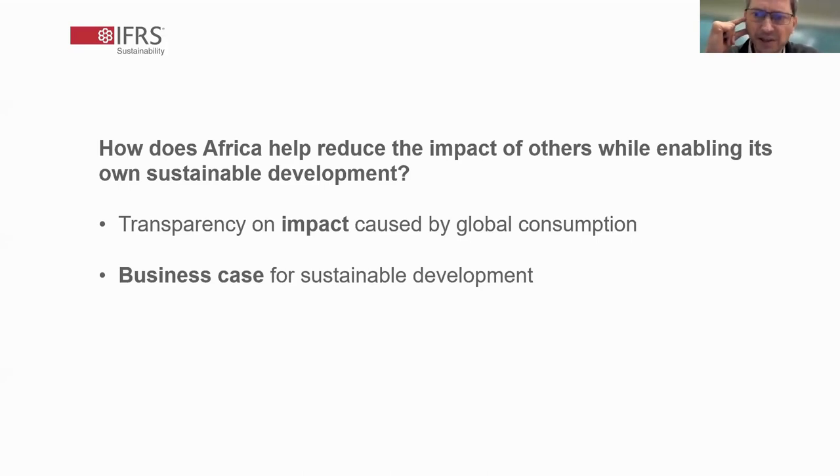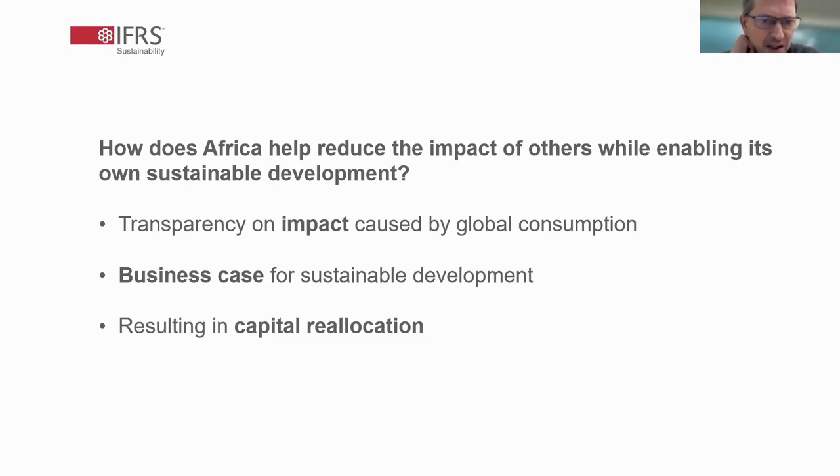Second is making the business case for sustainable development. There needs to be a reallocation of private sector capital in order to achieve the kind of sustainability transition that needs to happen. In order for that reallocation of private capital, and the focus of the ISSB is private capital, there needs to be a business case. That's the way markets function. The business case needs to be one for sustainable development. So the risk and the opportunity here is for Africa to leapfrog, to jump ahead of the rest of the world, and not to go through the particularly environmentally damaging phase of economic development that has been a blight on global economic development.